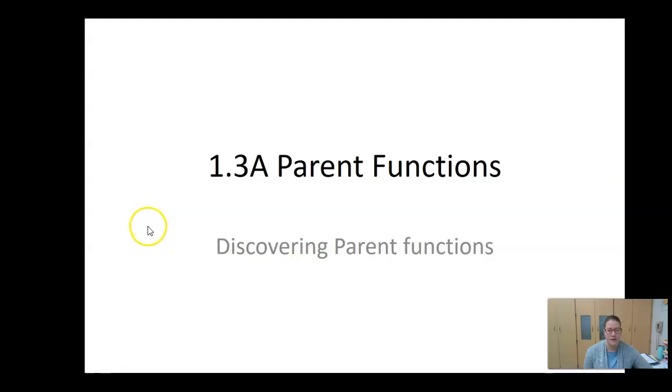Hi guys, today we're going to learn about parent functions. So parent functions just means a function in its most basic form. So it's a function before anything has happened to it. For example, think of a base model car. All the base model cars of a certain type are the same, but then they can start adding different things to it. And that's kind of the same thing as a parent function.